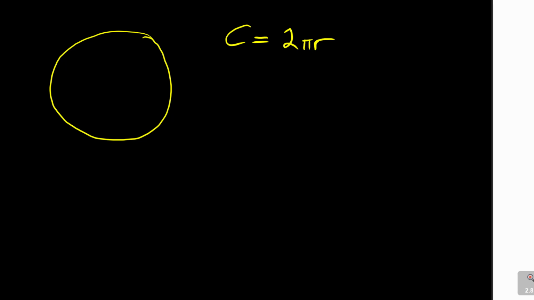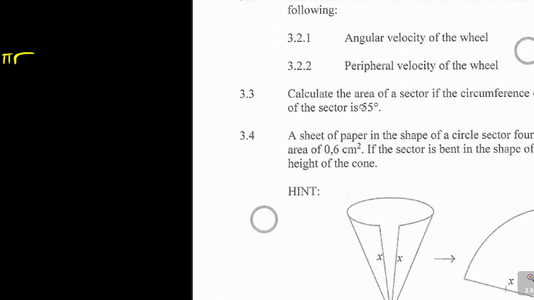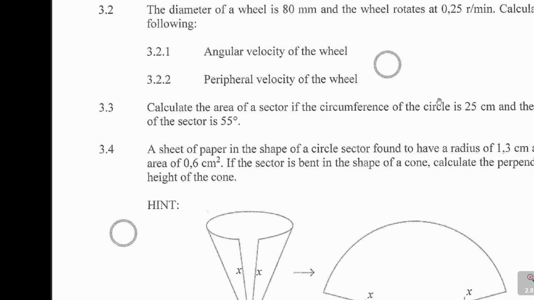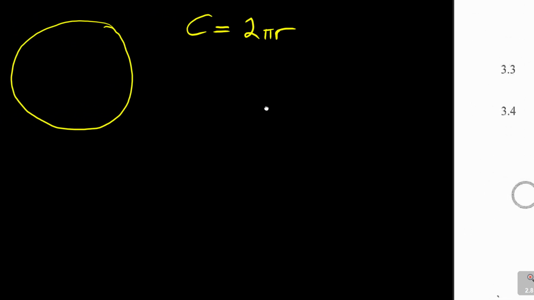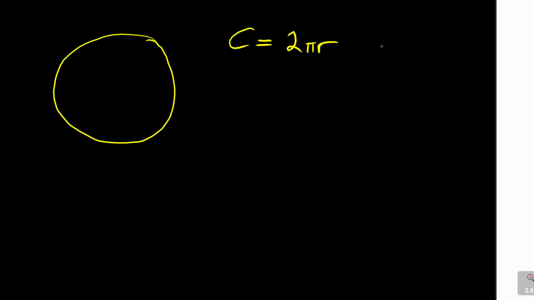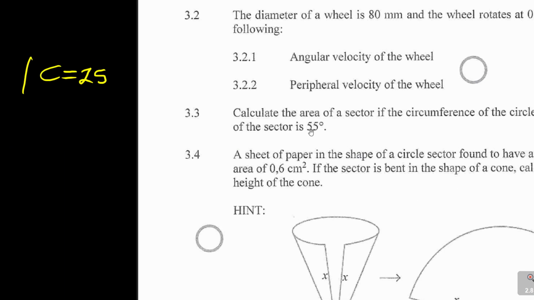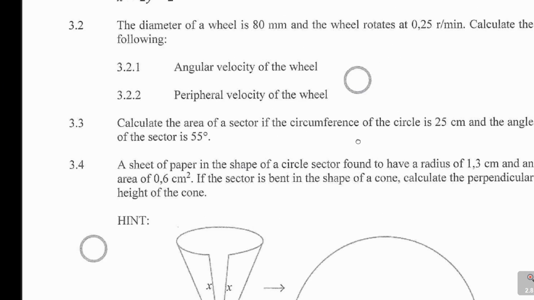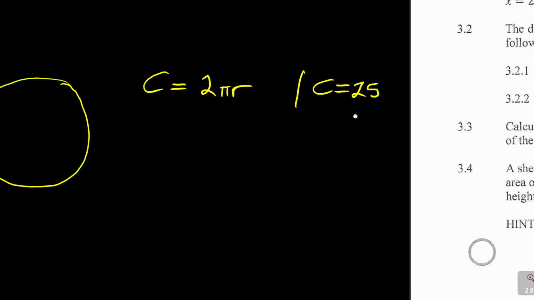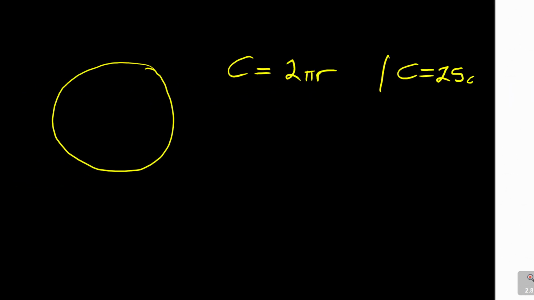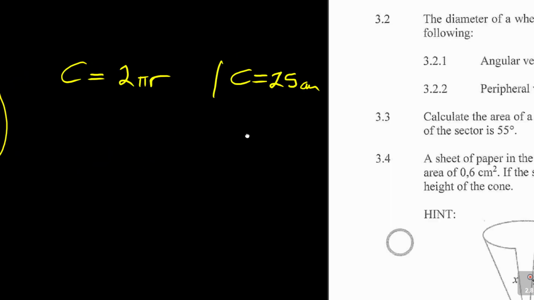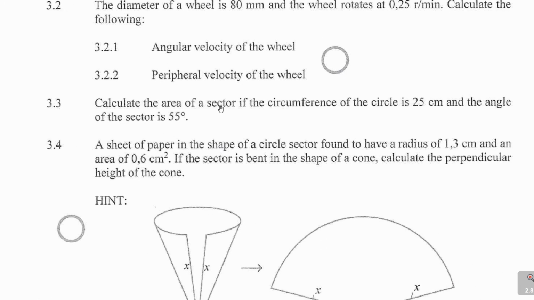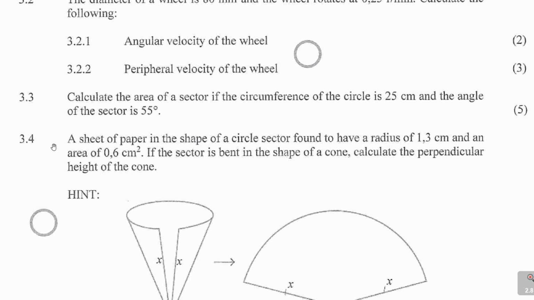That's called the circumference. So now they are saying calculate the area of a sector if the circumference of a circle is 25. So they are telling us that this circumference C is 25 here. C is equal to 25. 25 what? It's 25 centimeters. Am I right? Centimeters. And secondly, the angle of the sector is 55 degrees.